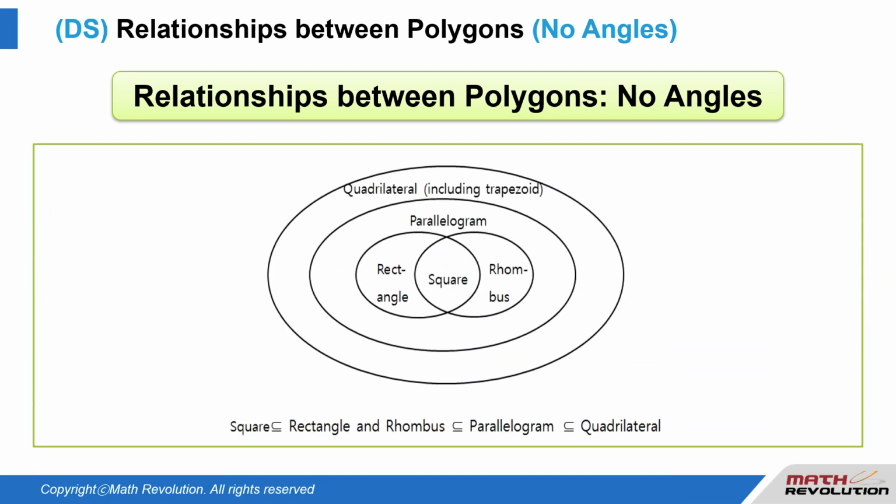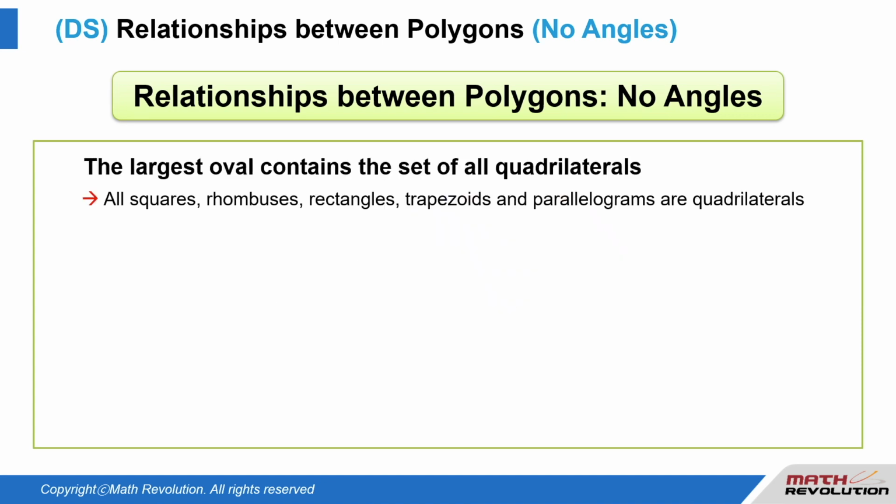A square is a subset of a rectangle and rhombus, which are subsets of a parallelogram, which is a subset of quadrilateral. Let's take a look at the core of geometry theory, that is, the relationships among polygons. The largest oval contains the set of all quadrilaterals, which includes all four-sided polygons. Therefore, all squares, rhombuses, rectangles, trapezoids, and parallelograms are quadrilaterals.